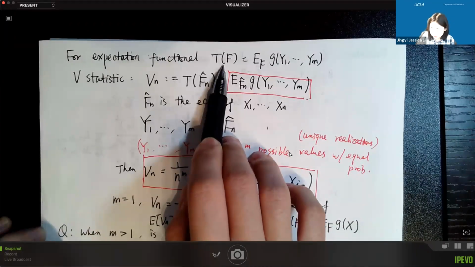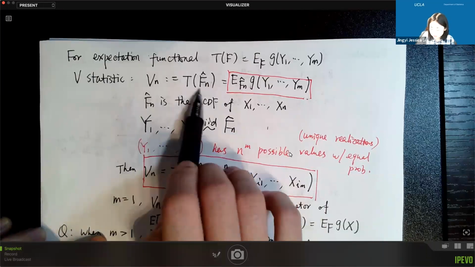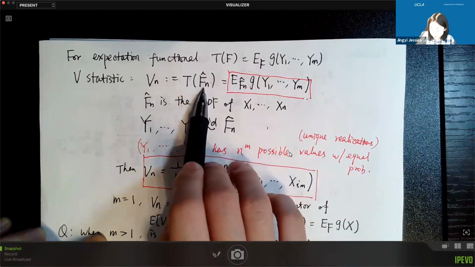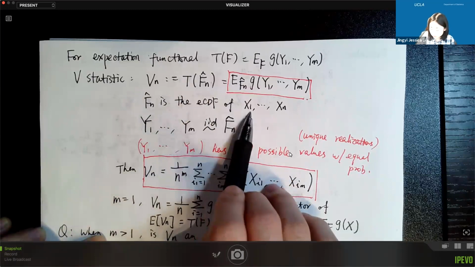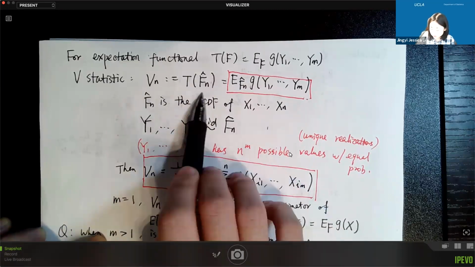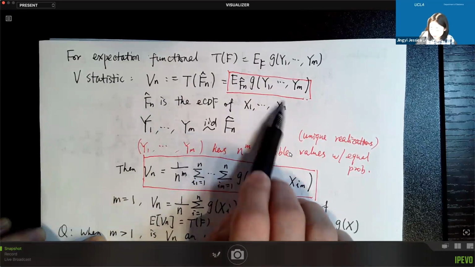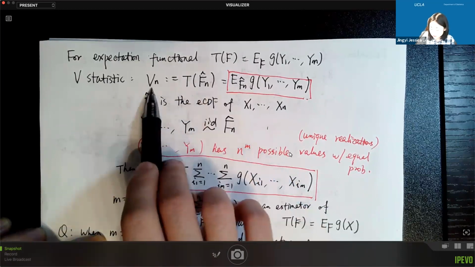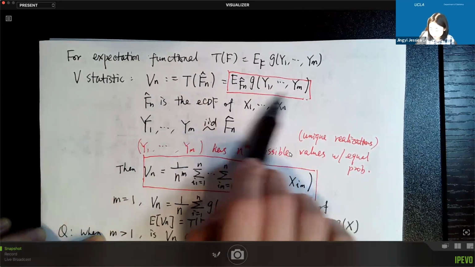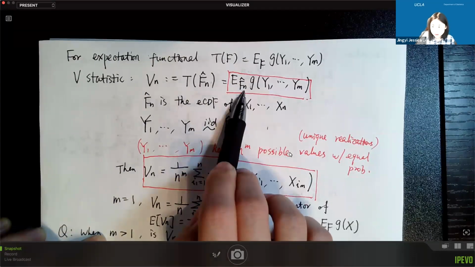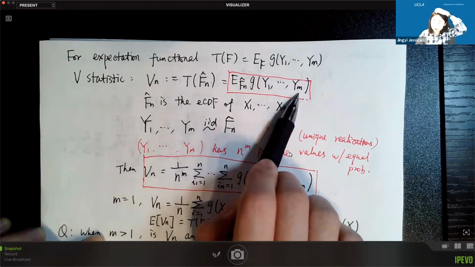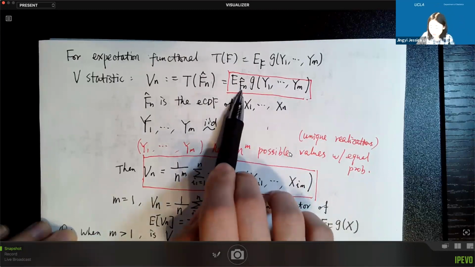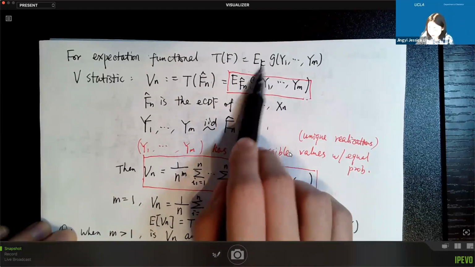And then the V statistic is defined as the plug-in statistic where we replace F by F_n hat. F_n hat is the empirical distribution of a random sample from F, so X1 to Xn is an IID random sample from F. Then we can write this V_n as the expectation functional still, but F is replaced by F_n hat. So y1 to ym are just general notation for IID random variables from a certain distribution. The distribution can be F or can be F_n hat.